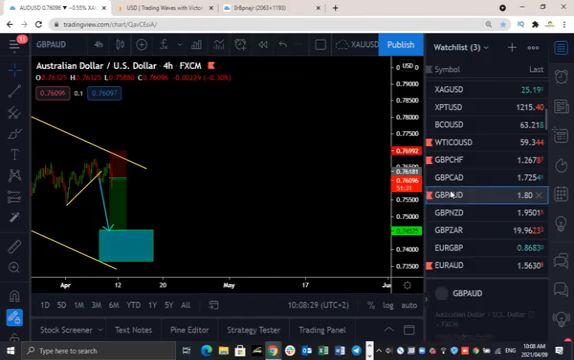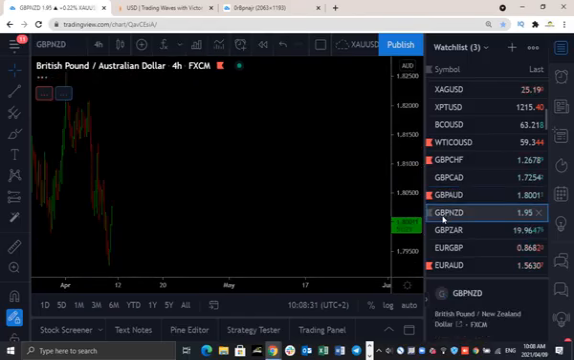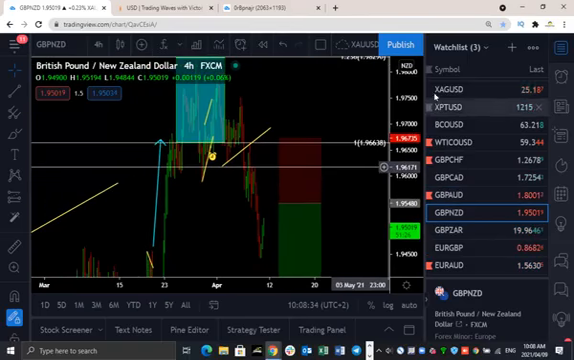Let's look at pound Aussie. First, rather pound New Zealand. Let's start with pound New Zealand.